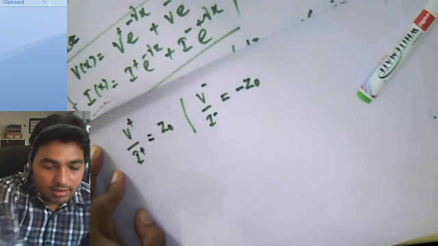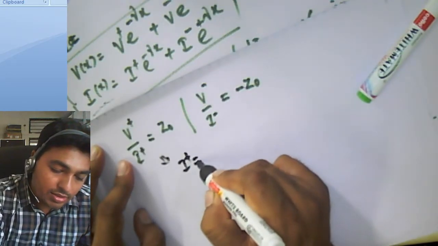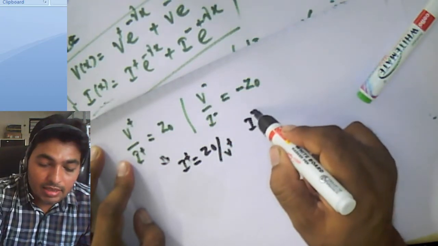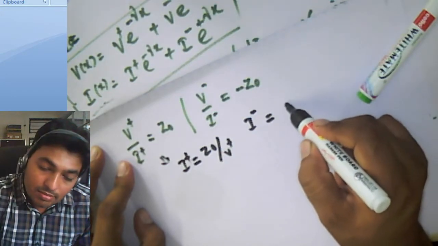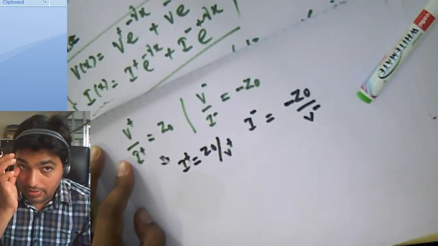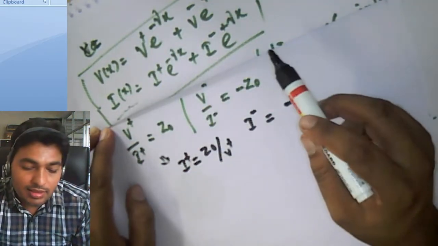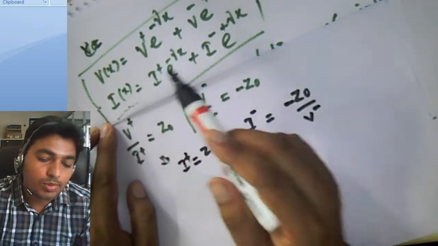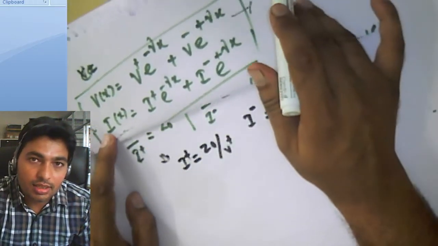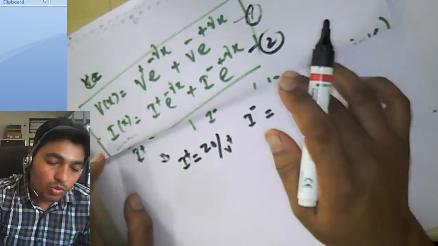So from this we can write I plus is equal to V plus by Z0, and I minus is equal to minus V minus by Z0. Now we are having this voltage and current equation. Right now this is in terms of voltage as well as current. So we want to write both equations, equation number 1 and equation number 2, in terms of voltage.